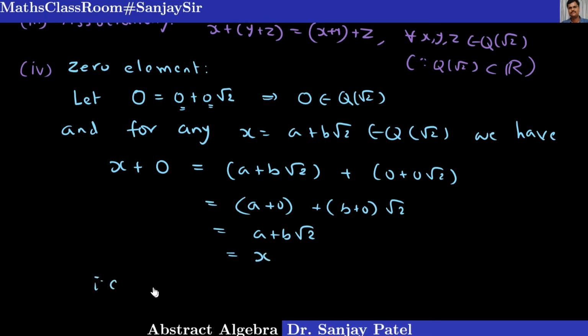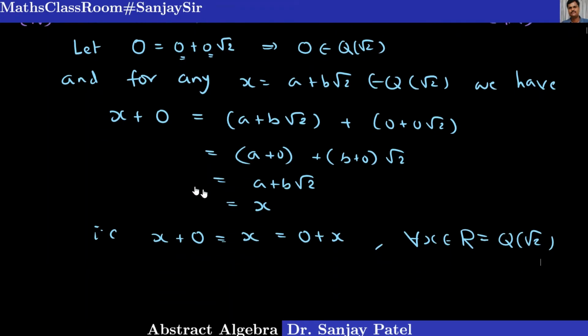So what we have proved is, for the above number 0, we have x plus 0 is equal to x, and since plus is commutative, I can write it is the same as 0 plus x. So this is true for every x belonging to the given set R, which is equal to Q(root 2). So the zero element exists in Q(root 2).